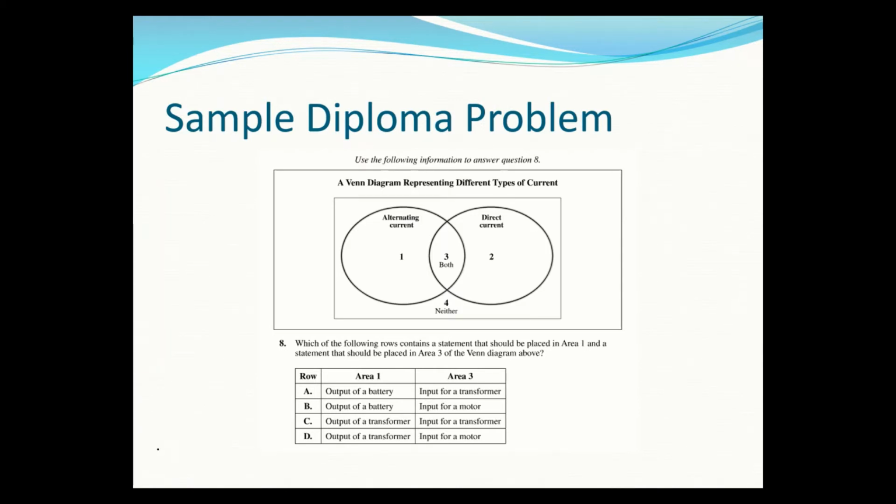Which of the following rows contains a statement that should be placed in area 1 and a statement that should be placed in area 3? Area 1 just relates to alternating current. So which one only relates to alternating current? Batteries are direct current, so that eliminates A and B. Using a transformer is just alternating current. And something that relates to both, well, you can make a motor out of both, as they showed in that video. So D would be the correct answer.